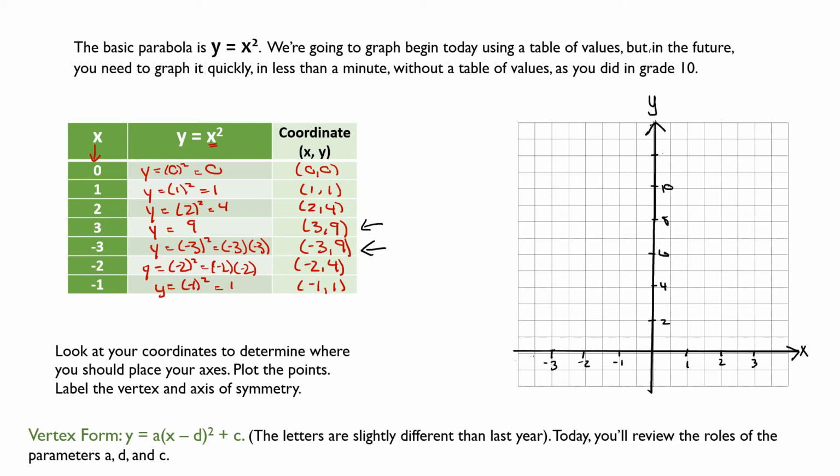Now, when you're graphing transformations, when you're putting multiple parabolas on one grid, you would probably just count by 1s and put your axes through the middle, because you might be needing more of the grid than what I've put here.